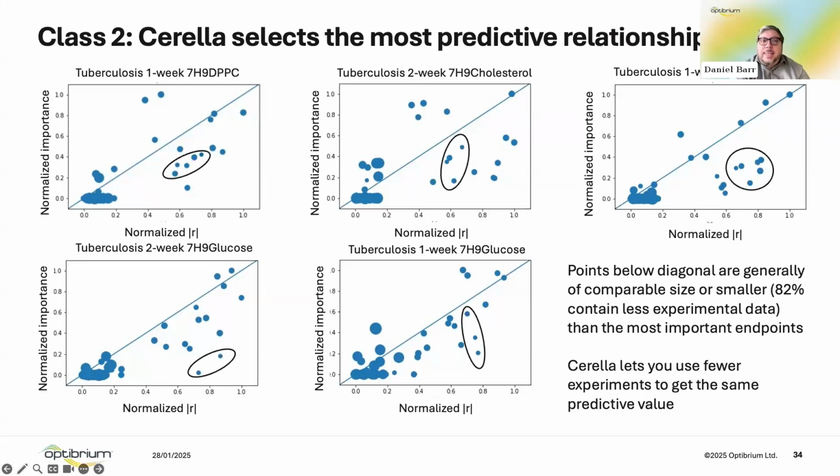This is one of our key themes throughout the presentation today. Matt's mentioned this before. We'll see it here and we'll draw it together again at the end. One of the powerful features of deep learning imputation with Cerella is that you can use fewer experiments to get the same predictive value.